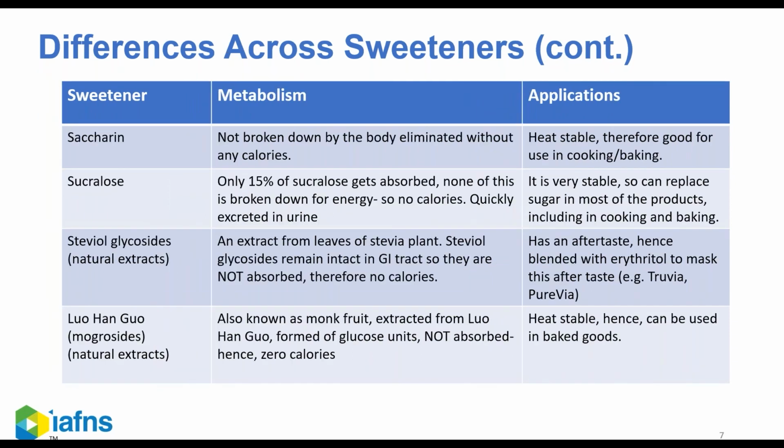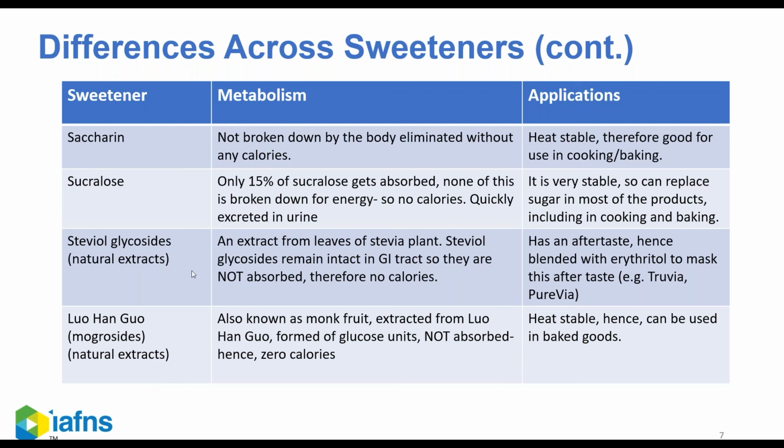The next slide, we're going to talk a little bit about sucralose. Now, sucralose is one of the most used or most sold sweeteners out there. It is very stable. Only 15% of it gets absorbed, and none of this is broken down for energy. So there are no calories. And because it is so stable, it's used in all different kinds of products. It's used in baking and cooking too, because the temperature doesn't change its structure and it maintains its stability.